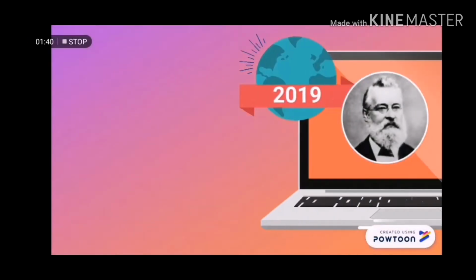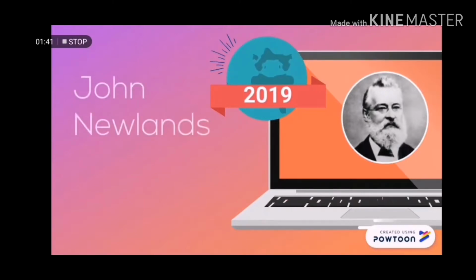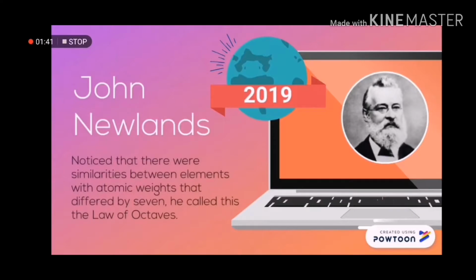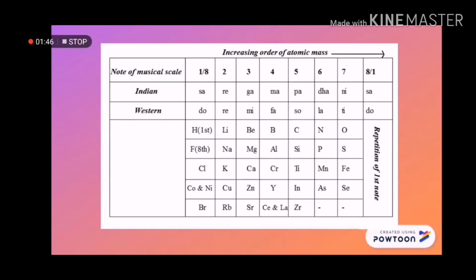In 1864, an English chemist named John Newlands was working on the periodic table. He took the elements from the periodic table and classified them in order of their atomic mass. Just 4 years before Mendeleev announced his periodic table, Newlands noticed that there were similarities between elements with atomic weights that differed by 7. He called this the law of octaves, drawing a comparison with the octaves of music.